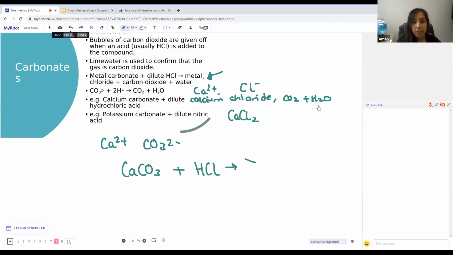So CaCl2, and then carbon dioxide and water. So that's the equation for calcium carbonate, well, it's not balanced yet. And then we can see if it's balanced.